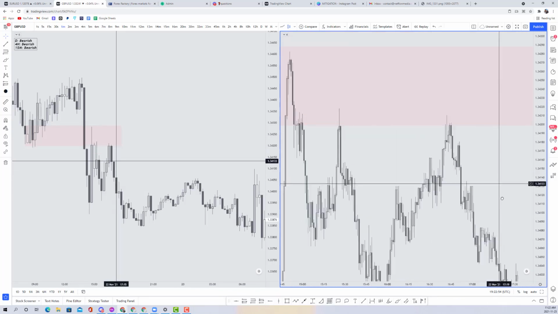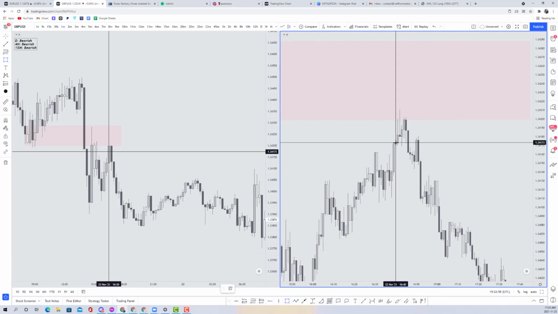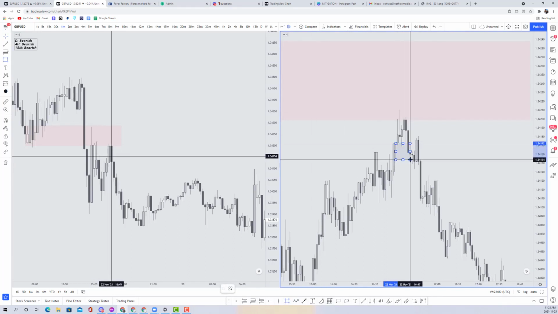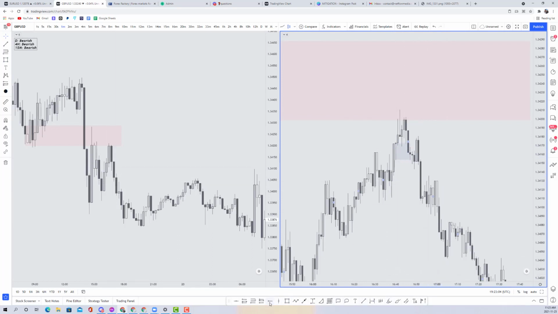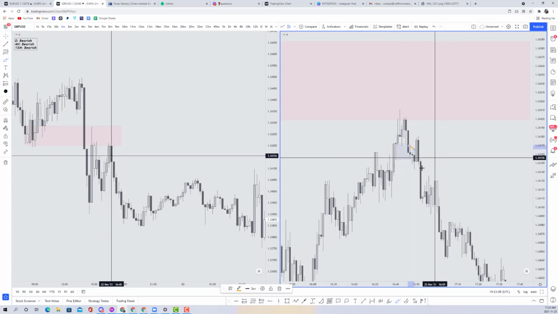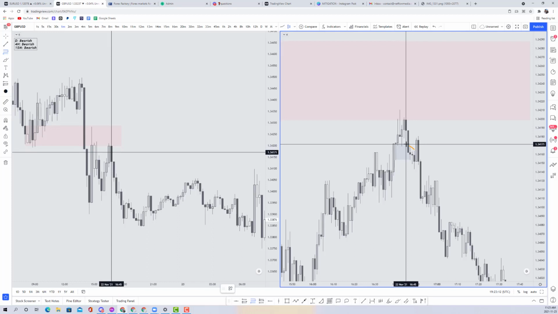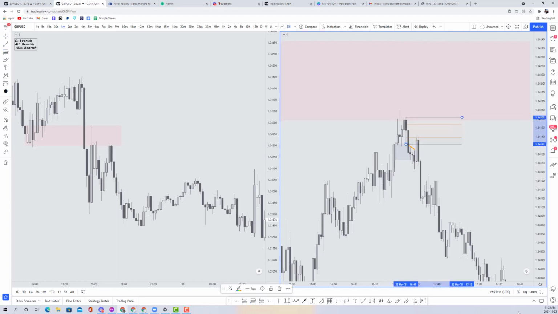And if we just zoom in and look at this closely, our last sort of demand was this wick here, and we came right through it. You have your little bit of inducement right here, and usually we put our order just above the inducement, and this would be my order.